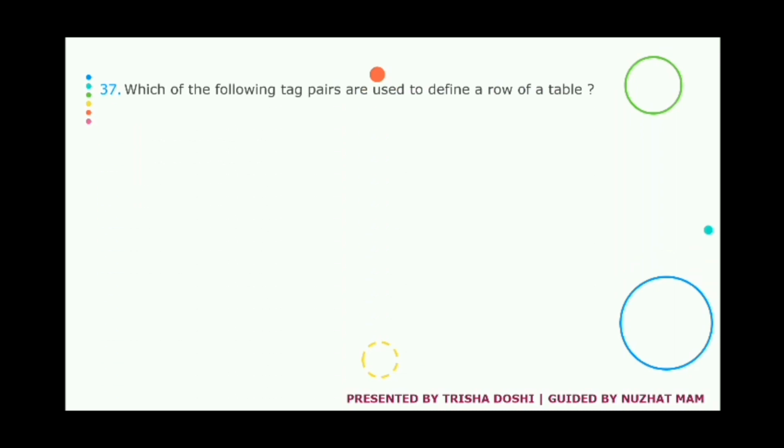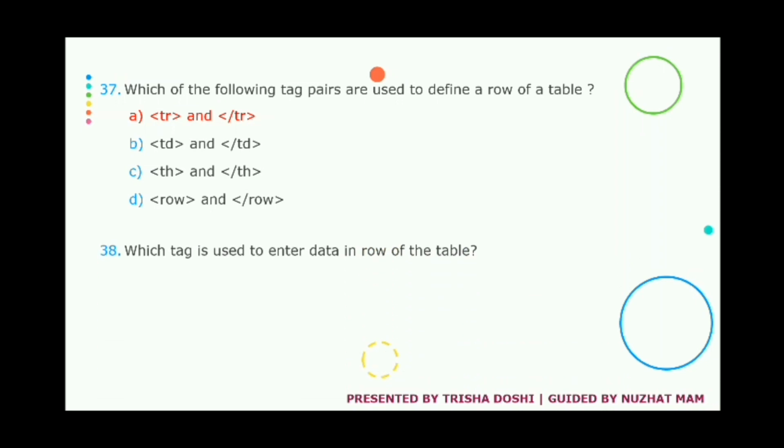Question 37. Which of the following tag pairs are used to define a row of a table? A. tr tag pair, B. td tag pair, C. th tag pair, D. row tag pair. The correct answer is A. tr tag pair.